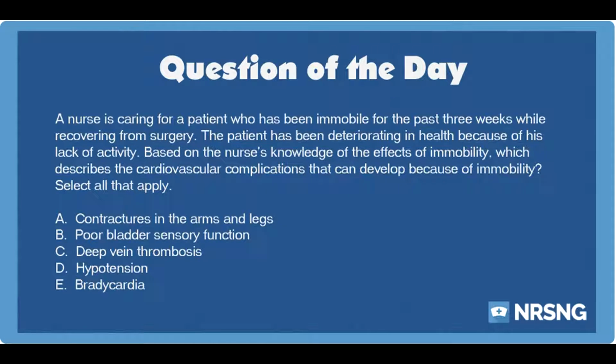The correct answers are C. DVT, or deep vein thrombosis, D. Hypotension, and E. Bradycardia. Immobility causes complications throughout all body systems.